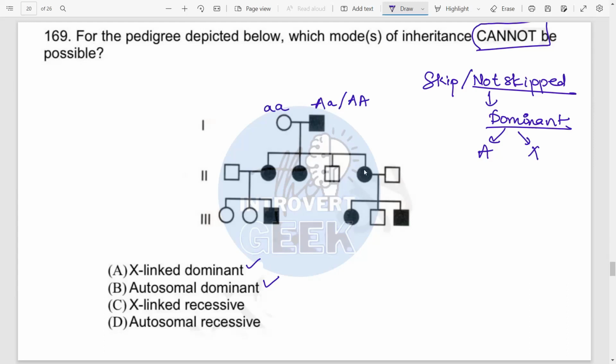So therefore, it's definitely autosomal dominant. And you will see it's the X-linked dominant also. Now, what you need to choose is between the X-linked recessive and the autosomal recessive. Always choose the smallest pedigree here because it's easier to analyze.